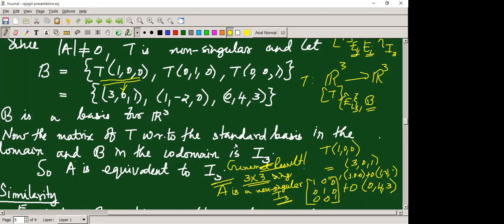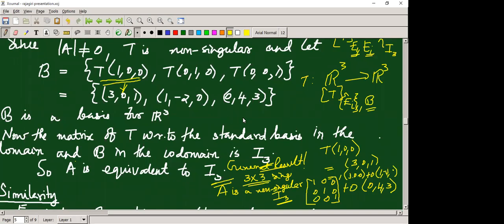You form the linear transformation with the standard basis, and you will get a linear transformation whose matrix with respect to the standard basis is A. Then you find its images. Since A is non-singular, determinant of A is not equal to 0, so the corresponding linear transformation will be non-singular. So T of 100, T of 010, and T of 001 will form another basis for R3. Take that basis as the second one and the standard basis as the first one, and you will get the identity matrix for the same linear transformation with respect to this new basis.